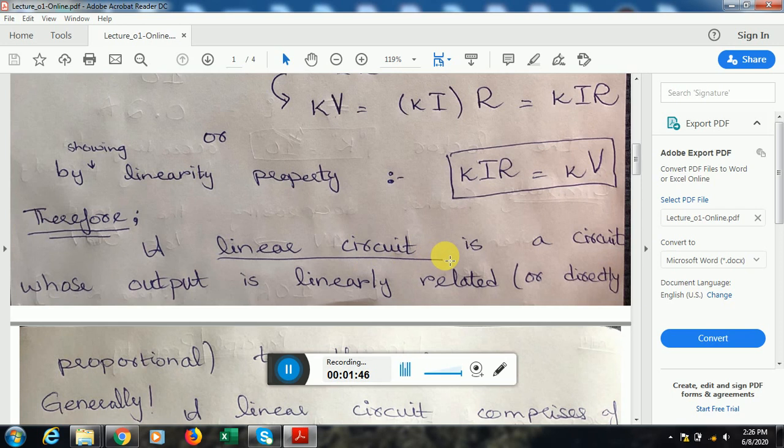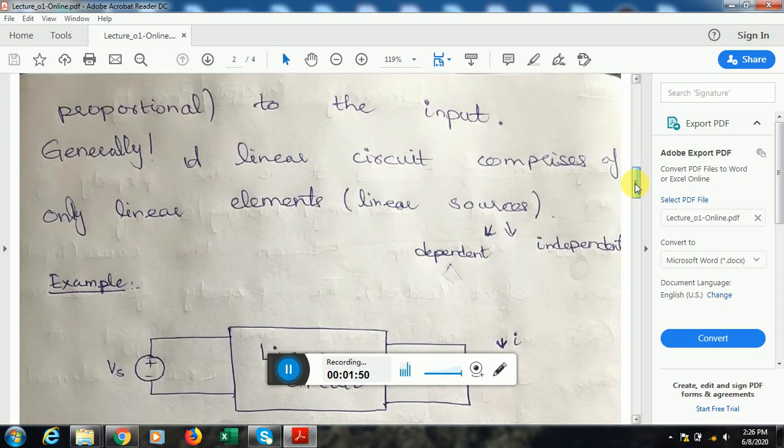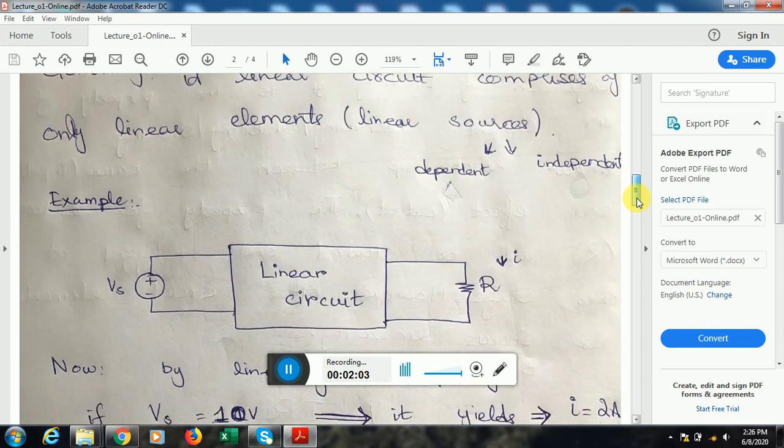Therefore, a linear circuit is a circuit whose output is directly proportional to the input. Generally, a linear circuit comprises only of linear elements. Those linear elements are sources. The sources can be dependent sources, they can be independent sources, as we have been studying previously.